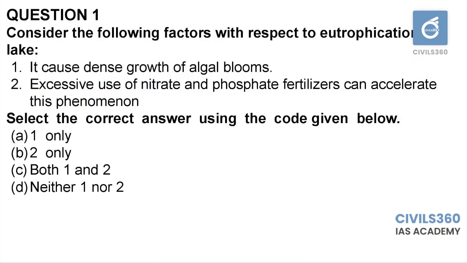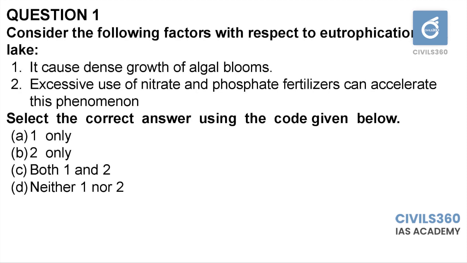Question number 1. Consider the following factors with respect to eutrophication of a lake. Statement 1. It causes dense growth of algal blooms. Statement 2. Excessive use of nitrate and phosphate fertilizers can accelerate this phenomenon. Eutrophication simply means the enrichment of water.